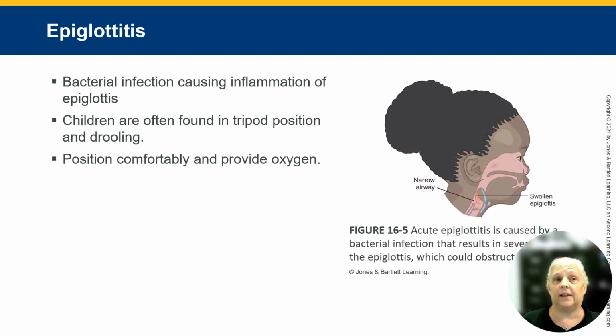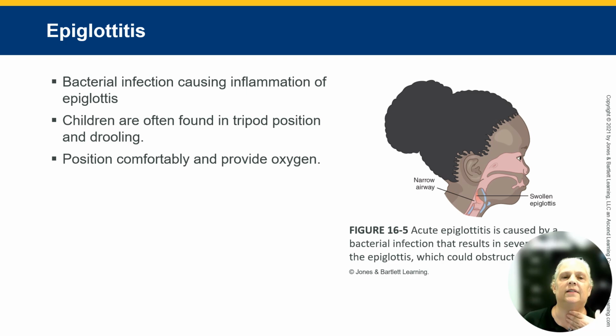Now we've got epiglottitis. The difference between croup and epiglottitis is epiglottitis usually is going to be quick onset. They're going to have a fever. They're going to have an extremely sore throat. They're not going to be able to swallow well. They're going to be drooling very severely. This is usually seen in children. Every once in a while we'll see it in an adult.